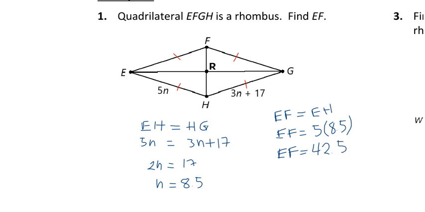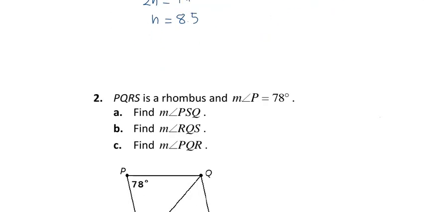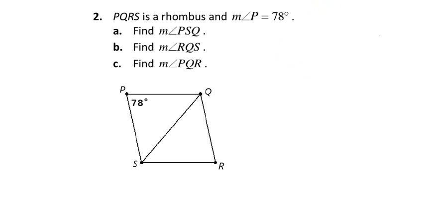And we're done with our first problem. We go next to number 2. Number 2, PQRS is a rhombus and the measure of angle P is 78 degrees. A, find the measure of angle PSQ. B, find the measure of angle RQS. C, find the measure of angle PQR.